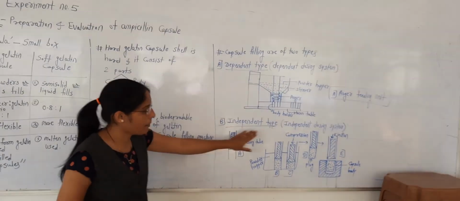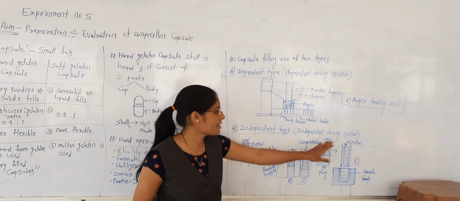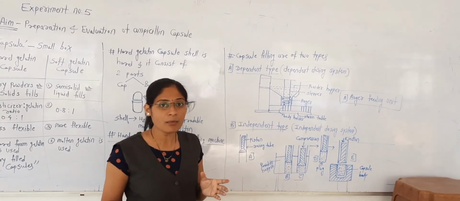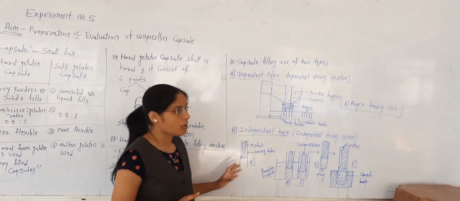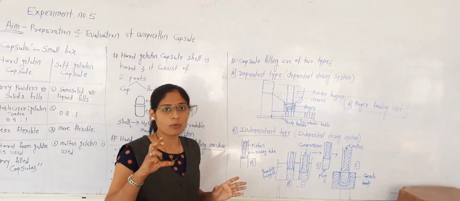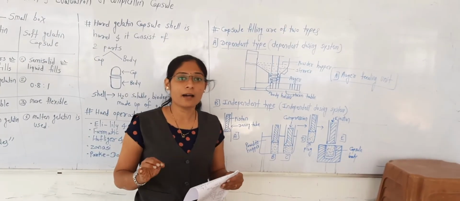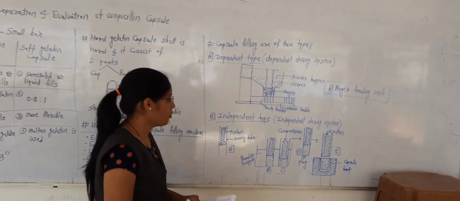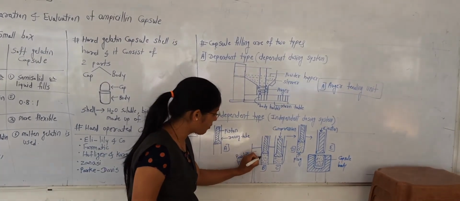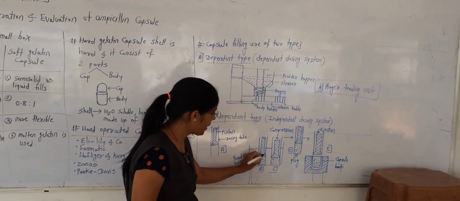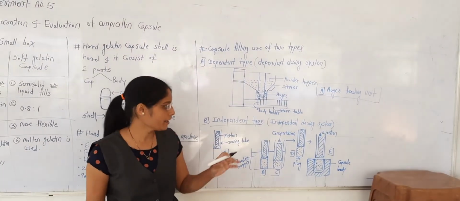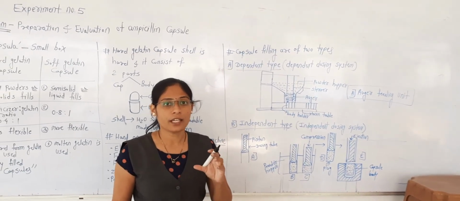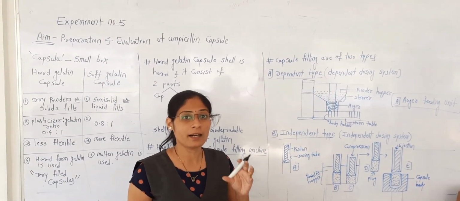But in the second, independent type, the independent dosing system, we cannot fill the powder or medicament directly inside the body part. Here we first form a plug of the powder. A plug is a compressed measured amount of powder. See here, this portion we can call the plug. We apply the compression force and compact that powder, forming a measured amount of compressed powder.